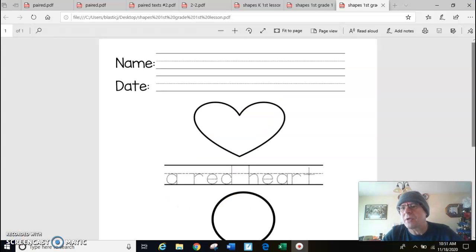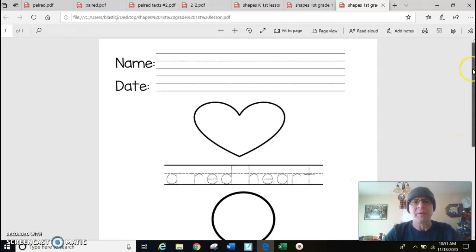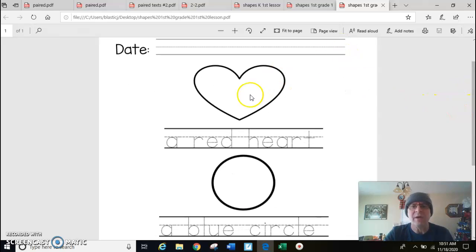First graders, yours is going to be a little more difficult than kindergarten, but it's smaller. There's less work for you guys. So this is what you guys are going to get. And kindergarten, if you guys want to do this too, that's fantastic. What you have here is a shape. We talked about this shape, and right here is the word for that shape, heart. A red heart. So you would trace over these words, a red heart, and color that shape red.